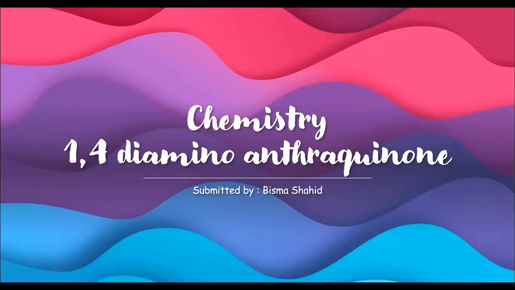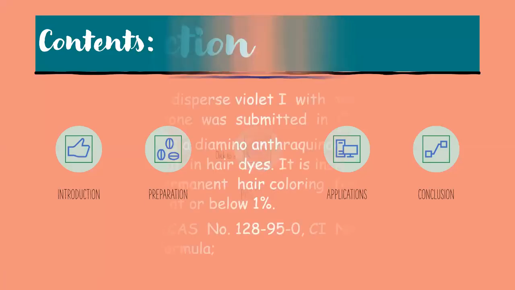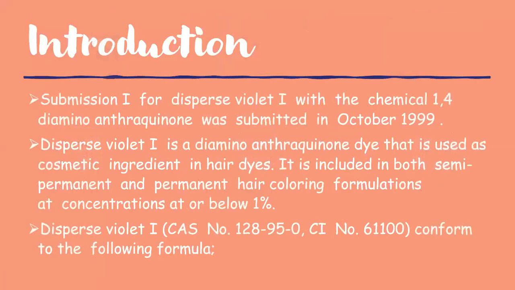Today I am here to present the topic of chemistry, 1,4-diamino anthraquinone. We start every topic by seeing the contents. So let's start the topic. Here we have the contents: introduction, preparation, properties, applications, and last one, conclusion. We start with the general introduction of 1,4-diamino anthraquinone.